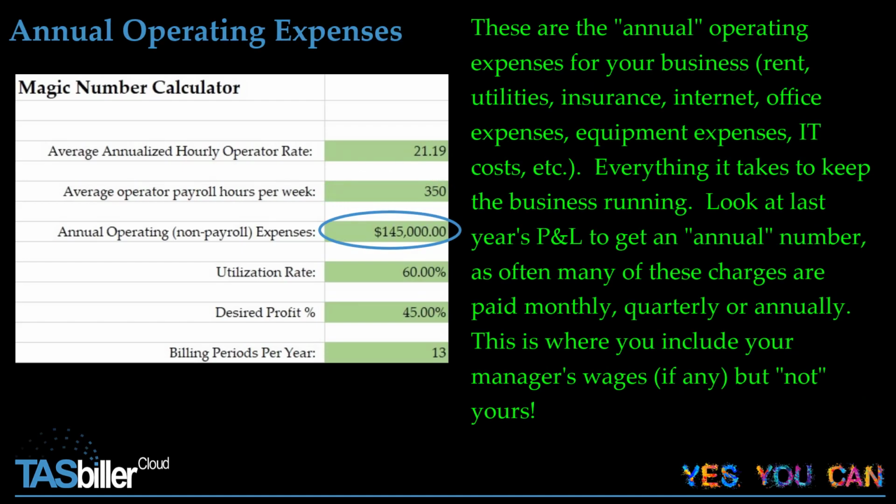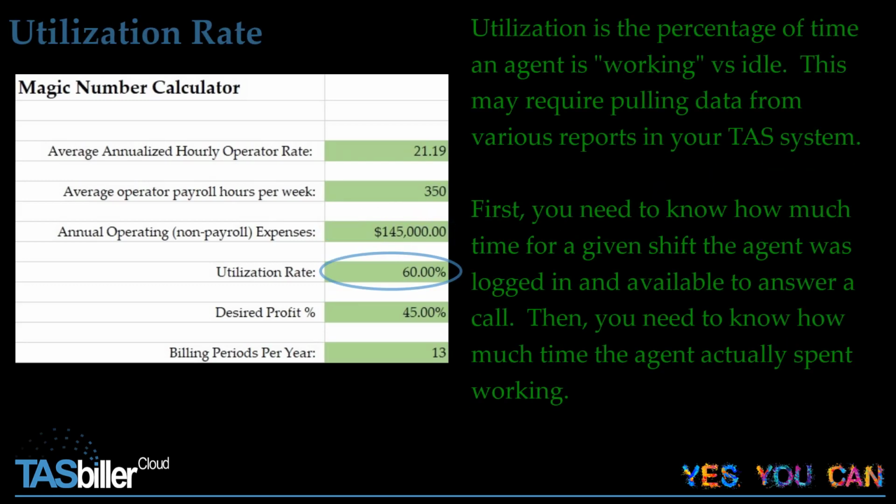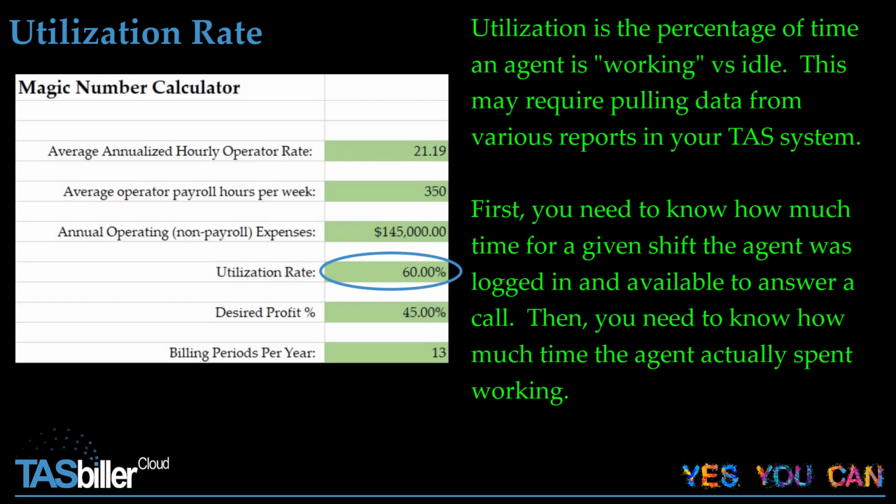The next one here are your expenses, and these are all of the expenses it takes to run your business. And for those of you with managers, this is where the manager pay gets plugged in. Now your pay does not get included in this. Your pay is the profit. So although some of us pay ourselves for tax purposes, you don't want to include that in those calculations above.